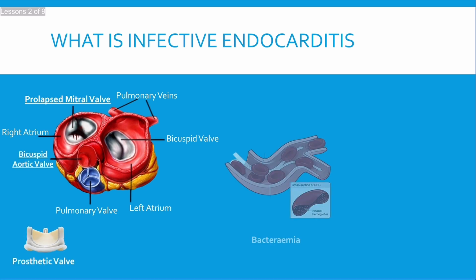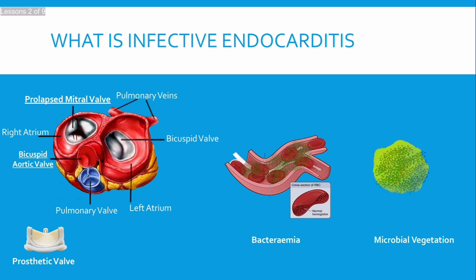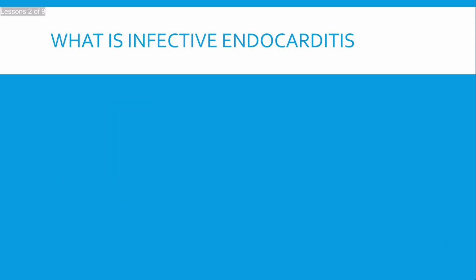Additionally, there must be bacteremia, the presence of bacteria in the bloodstream. This bacteria will travel and adhere to the surface of an abnormal heart valve, forming a microbial vegetation consisting of clusters of bacteria, platelets, and fibrin.